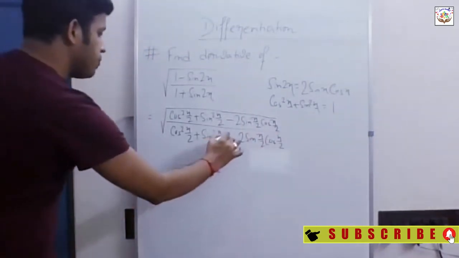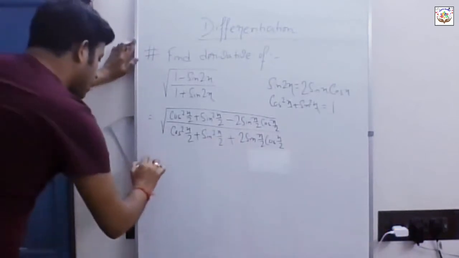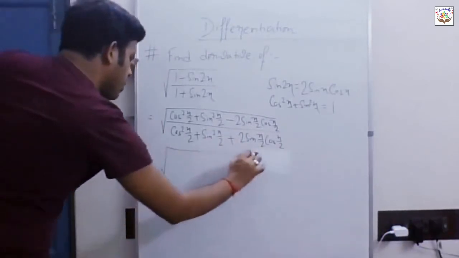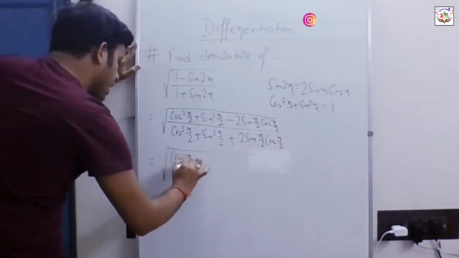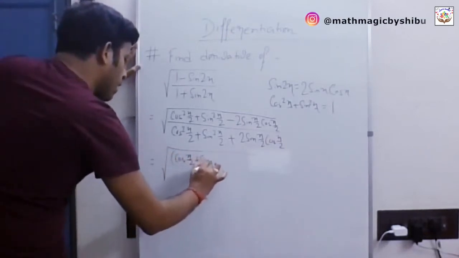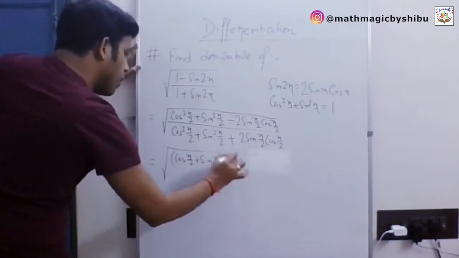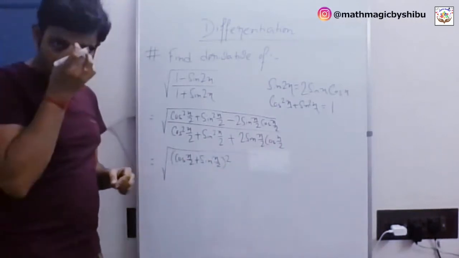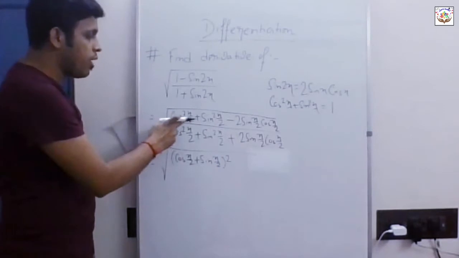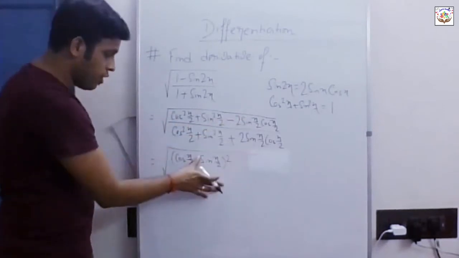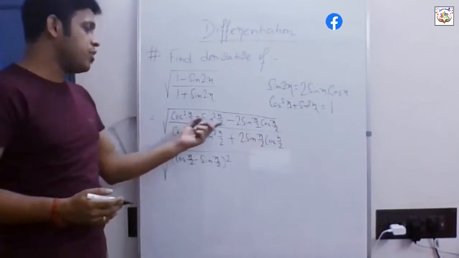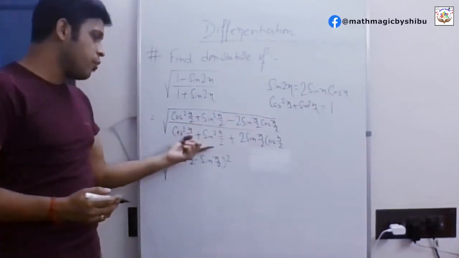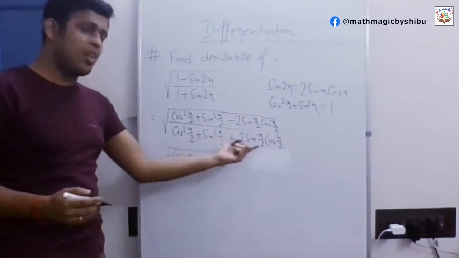Okay, so can I write the numerator part as (cos x/2 plus sin x/2) whole square? Just look closely at the problem. a square plus b square minus 2ab. Sorry, it would be (a minus b) whole square, a square plus b square minus 2ab. And in the denominator, it is a square plus b square plus 2ab.